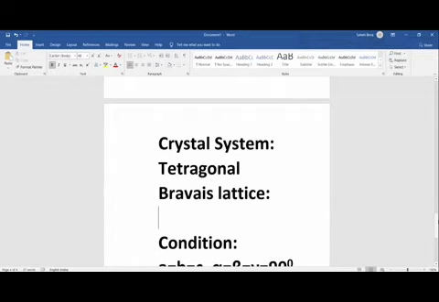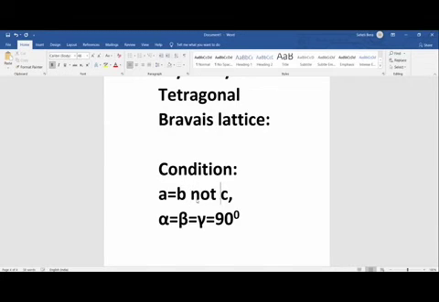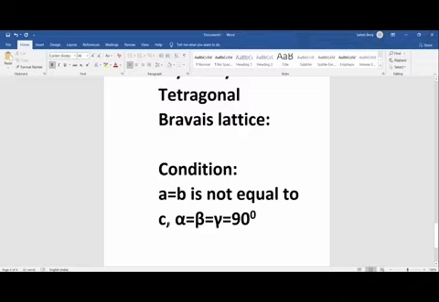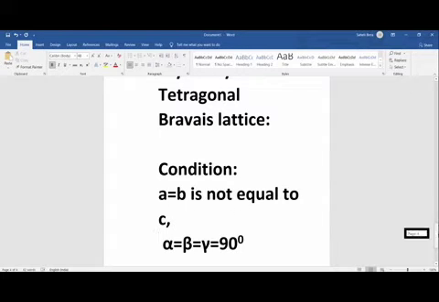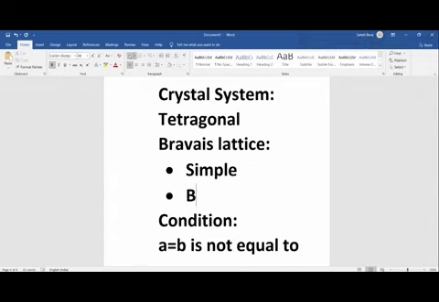For tetragonal, why am I saying tetragonal? Because in the cubic system A is equal to B is equal to C, and alpha is equal to beta is equal to gamma is equal to 90 degrees. Here there is just one difference. Alpha is equal to beta is equal to gamma is 90 degrees, but A is equal to B but not equal to C. So there are two types of Bravais lattice in tetragonal. The first one is simple tetragonal and the second one is body centered, just like the cubic.